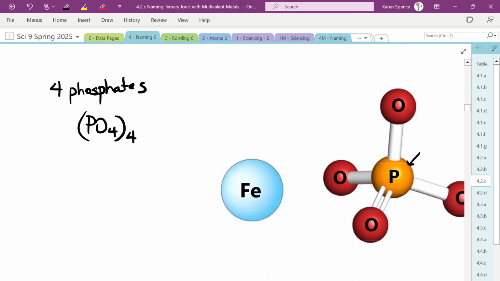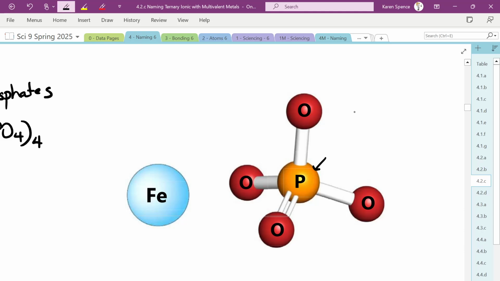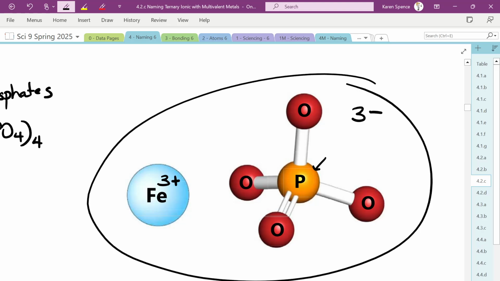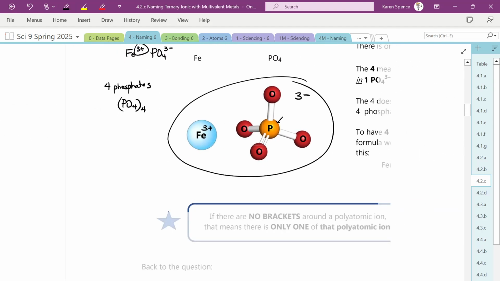And if we look at it, here is our PO4. That whole thing is 3-. Here is our Fe, so that has to be 3+, and that together makes a neutral compound. Okay?